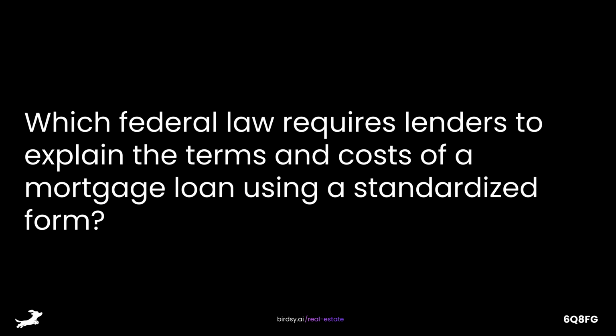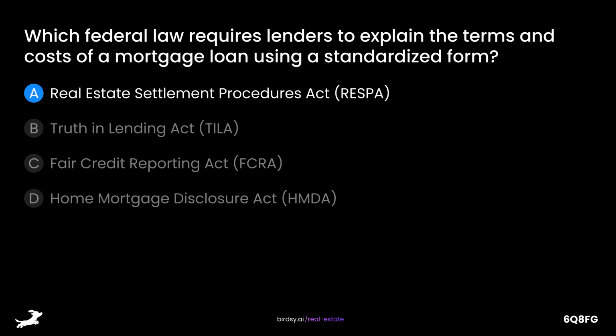Which federal law requires lenders to explain the terms and costs of a mortgage loan using a standardized form? Is it A, Real Estate Settlement Procedures Act, RESPA? B, the Truth in Lending Act, TILA? C, Fair Credit Reporting Act, the FCRA? Or D, the Home Mortgage Disclosure Act, HMDA?